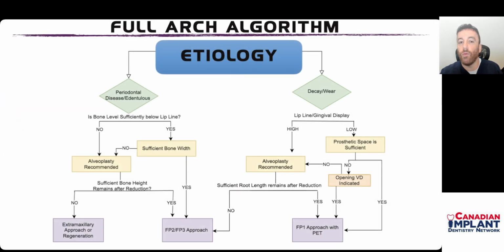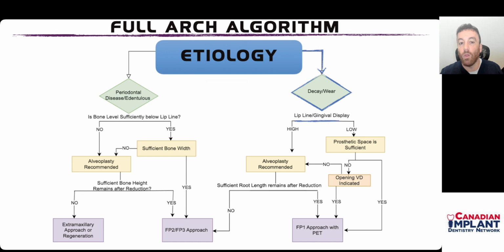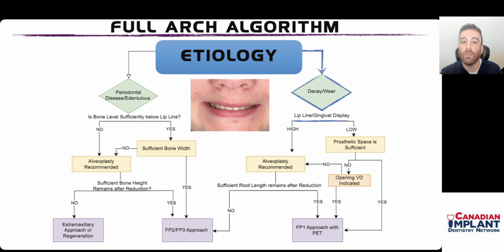So for her, we go through the same full arch algorithm workup. We have decay wear. We have, in this case, a low smile line, which is favorable for us. But don't get deceived thinking that a low smile line means sufficient prosthetic space, because you need to respect the space requirements for the materials that you use, meaning that you have to have at least 8 to 11 millimeters, and I would say closer to 11 millimeters of vertical space for the zirconia prosthesis that you place.